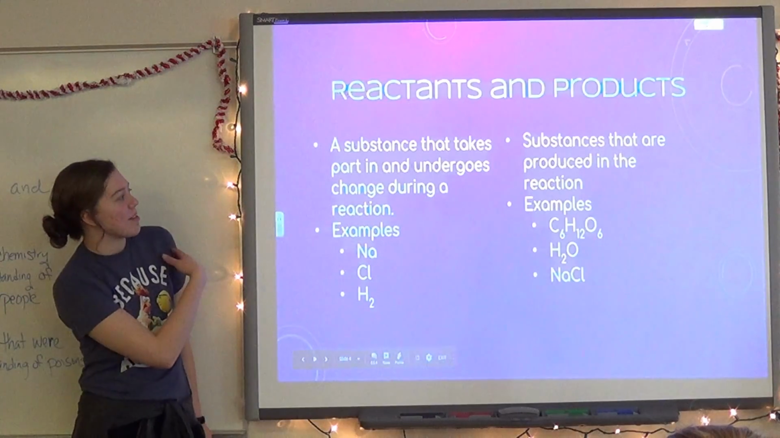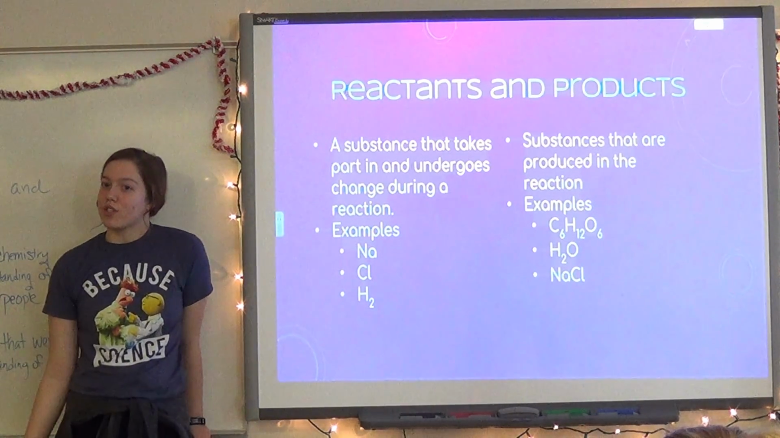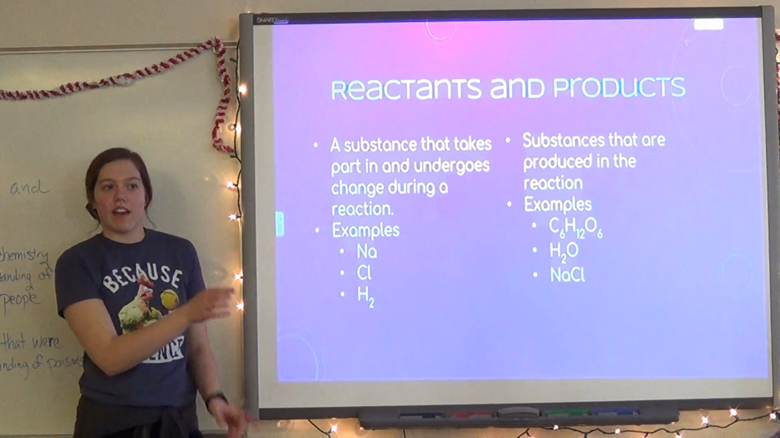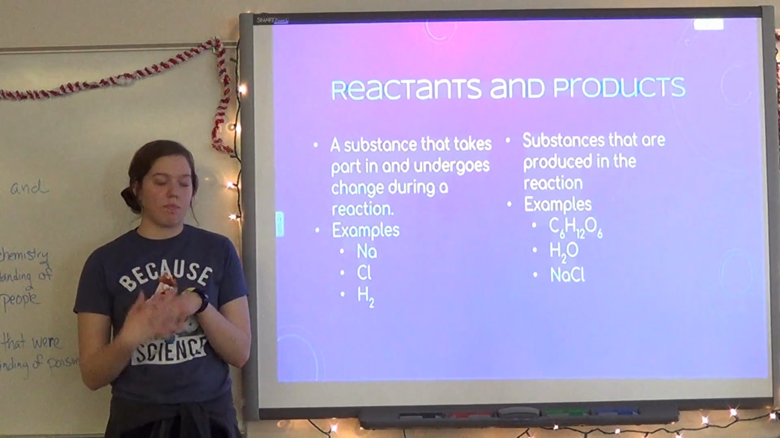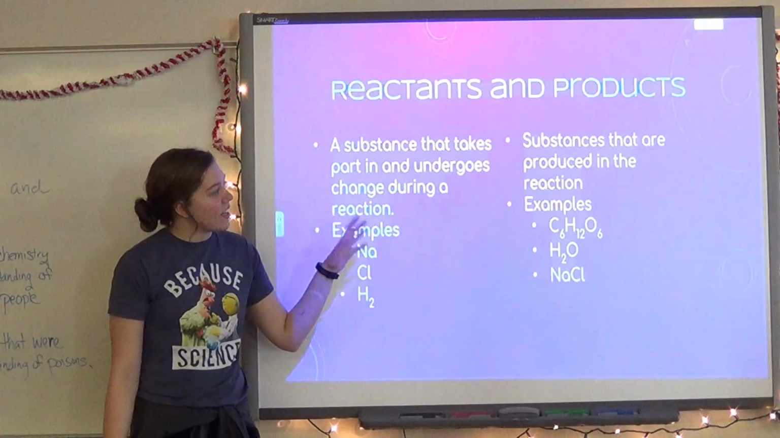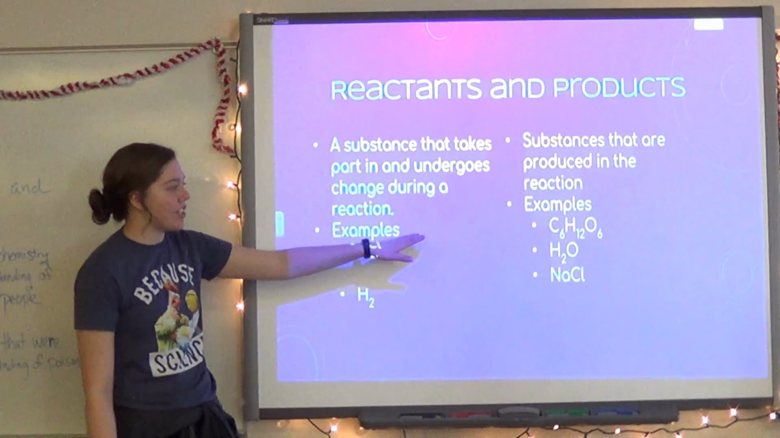So reactants are a substance that takes part in and undergoes a change during a chemical reaction. Examples of this are sodium or chloride or hydrogen gas. They're just the base pieces to make something cool. Then a product is a substance that is produced in a chemical reaction. An example of this is C6H12O6.